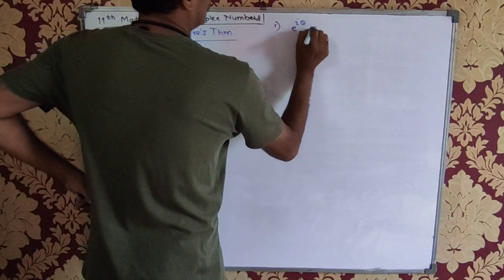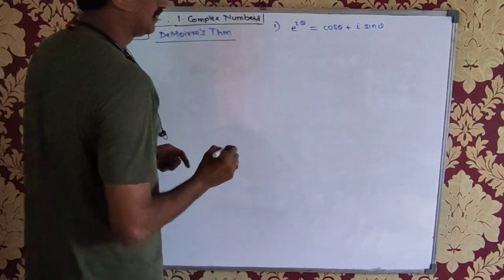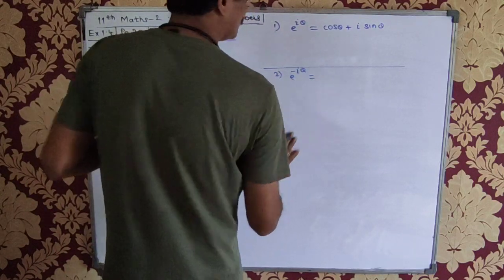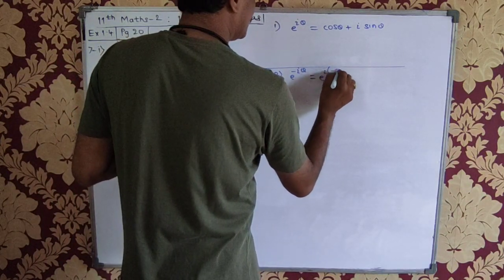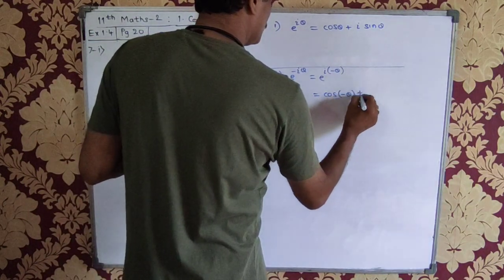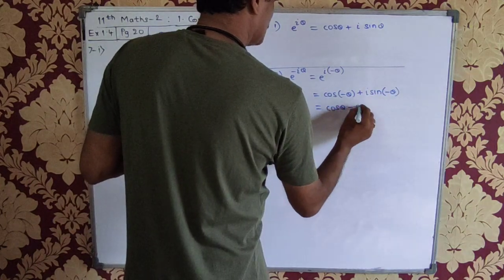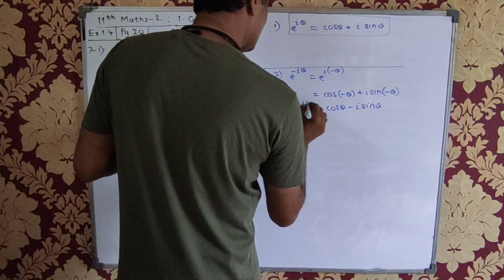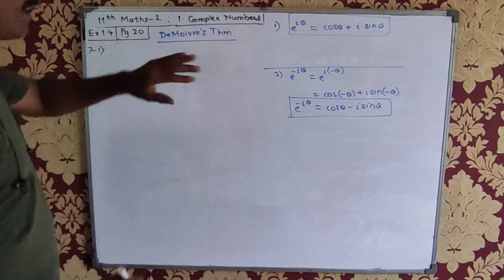e raised to I theta is equal to cos theta plus I times sin theta. This is one. The second is e raised to minus I theta. What will that be? Minus I theta means e raised to I into minus theta. So that will become cos of minus theta plus I times sin of minus theta. But cos of minus theta is cos theta, so it is cos theta minus I times sin theta. So in short, if e raised to I theta is this, then e raised to minus I theta is this. Okay? Suppose I want to raise it to the nth power.